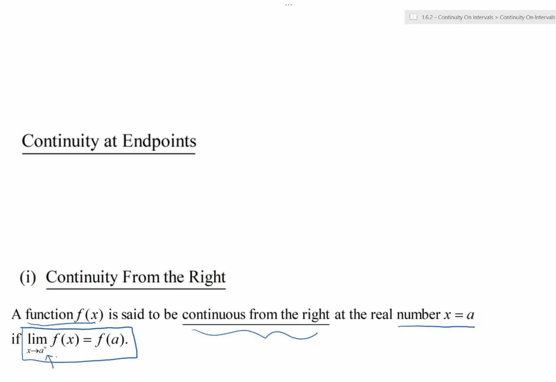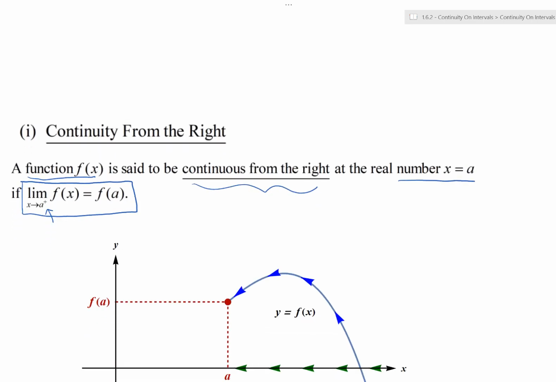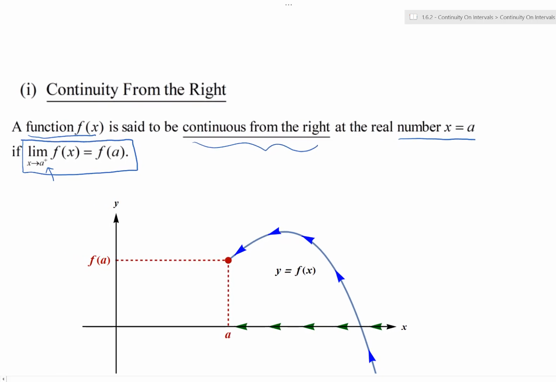So you can see the similarities with the definition of continuity from the previous video, except now we're only approaching a from the right. Graphically, if we have some real number a right here, then the function is continuous from the right at x equals a if, as we approach a from the right, the function approaches its output value, f of a. So in that case, the function is continuous from the right at x equals a.